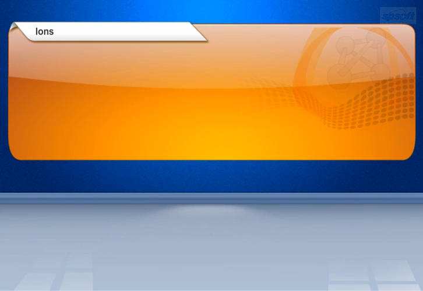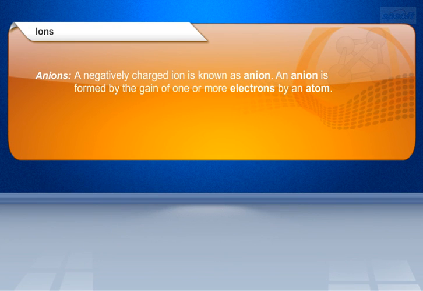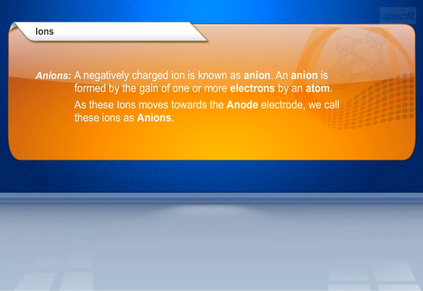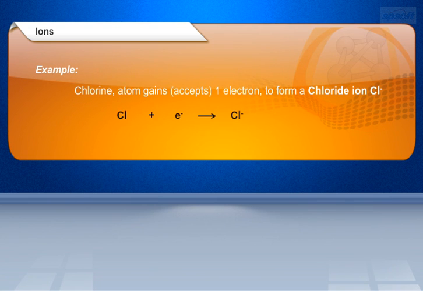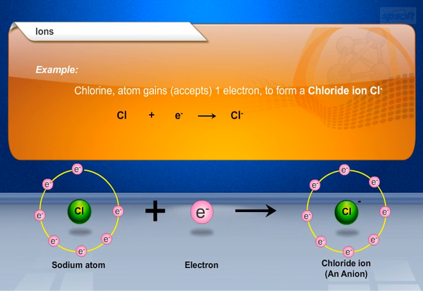Let us now look into anions. A negatively charged ion is called an anion. An anion is formed by the gain of one or more electrons by an atom. As these ions move towards the anode electrode, we call these ions anions. For example, a chlorine atom gains one electron to form a chloride ion. Chlorine plus an electron, on gaining, gives a chloride ion.